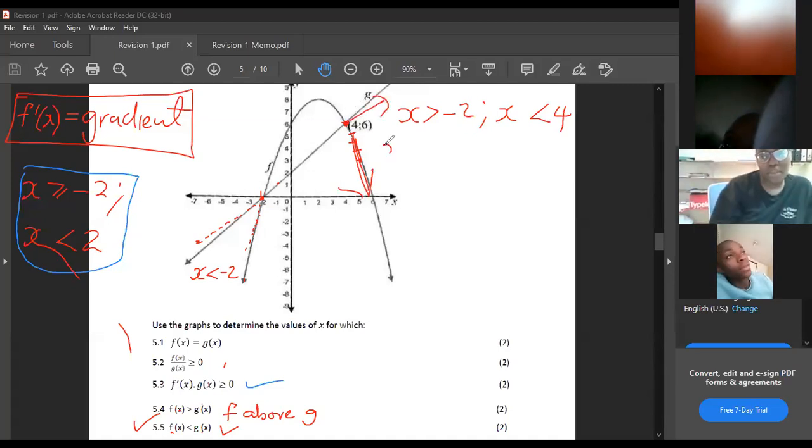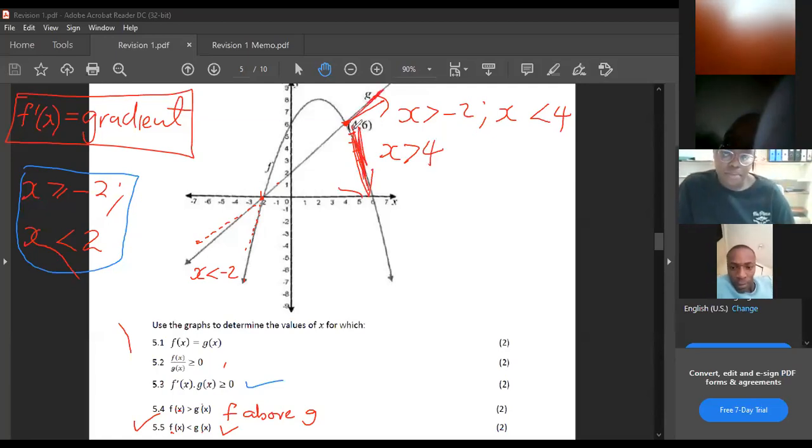So for what values of x? For x is greater than 4. So from 4, if I move that side, that means g is above, f is below. All right, that's the case. So we have answered that. So f above, g below.